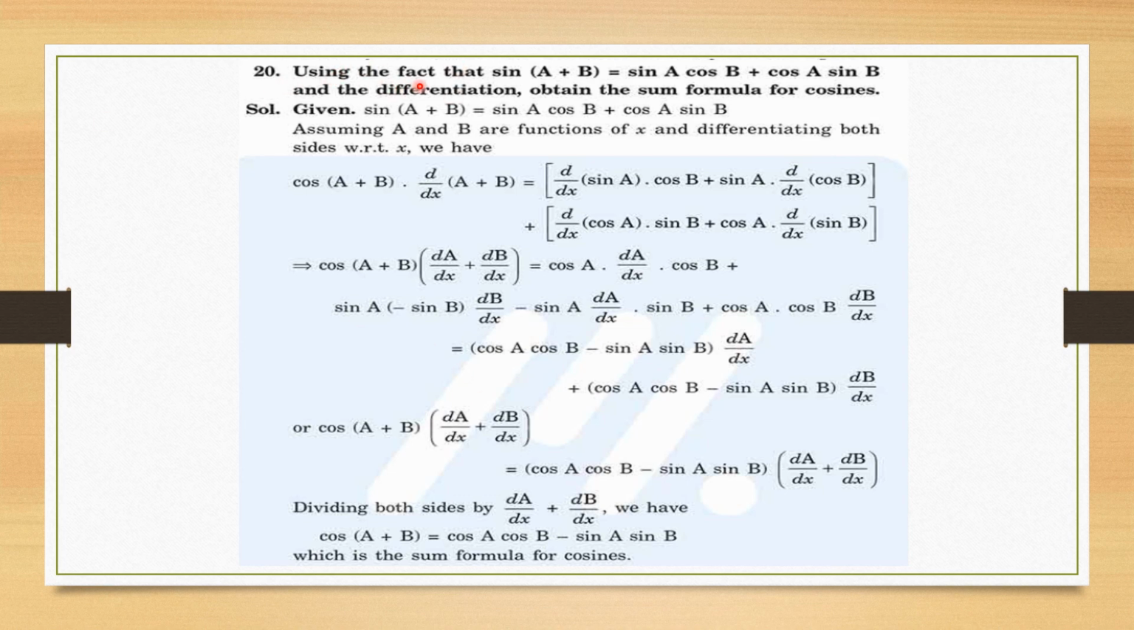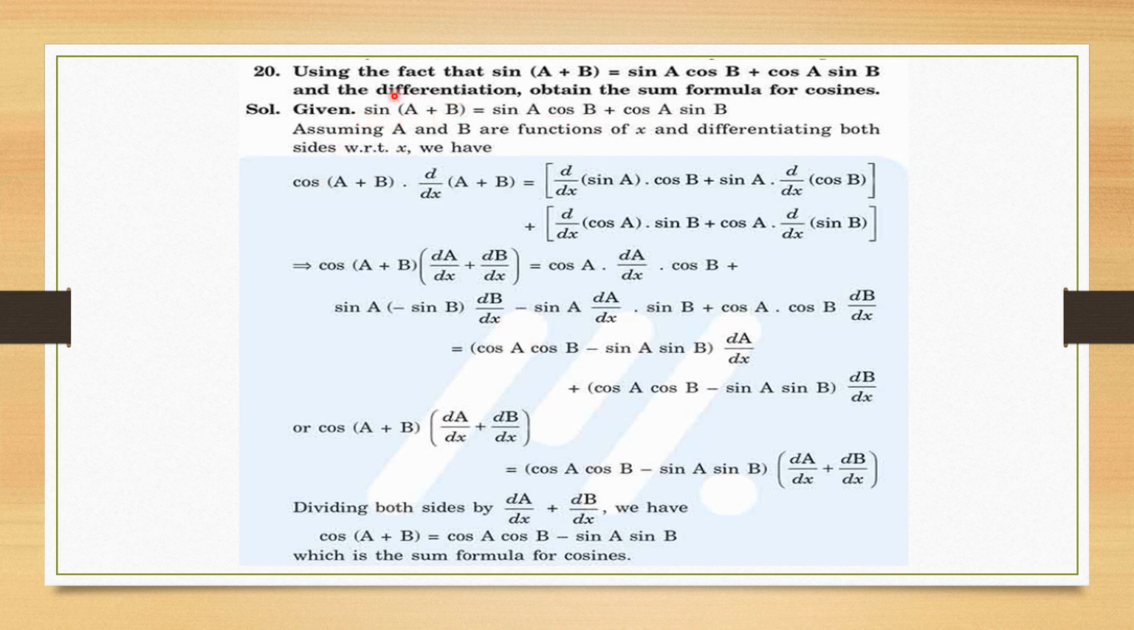Number 20 is, using the fact that sine of a plus b is equal to sine a cos b plus cos a sine b, and differentiation, obtain the sum formula for cosines. Now, this is a very good question. You have to convert sine of a plus b, which is given as your sine formula, to the sum formula for cosines. Now, what I'm going to do is assume a and b are functions of x, and we have to differentiate both sides with respect to x. We'll start from here.